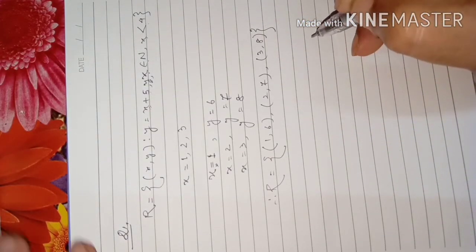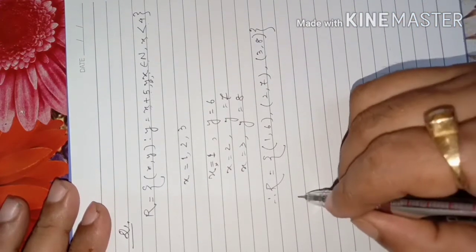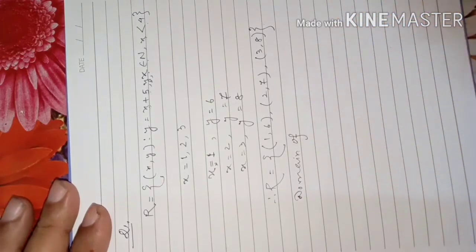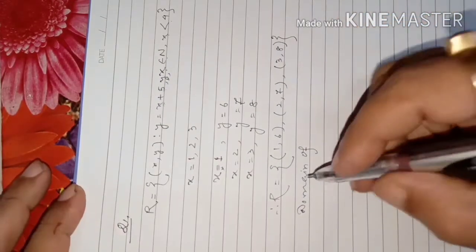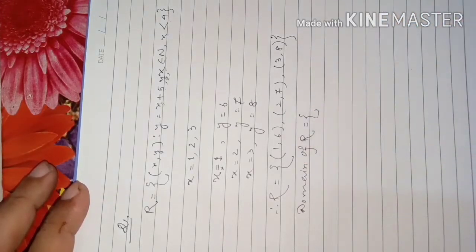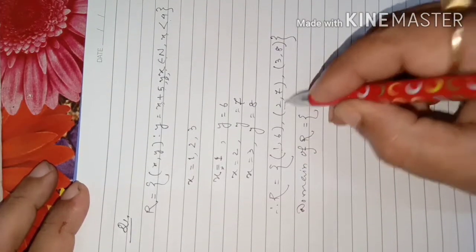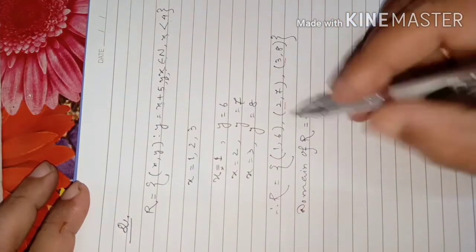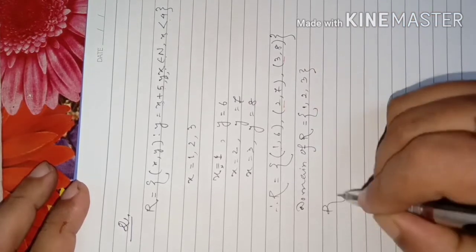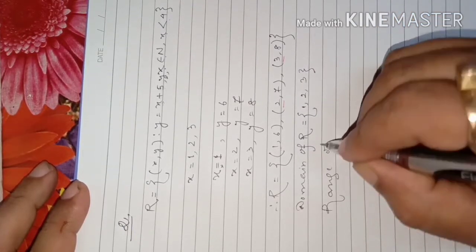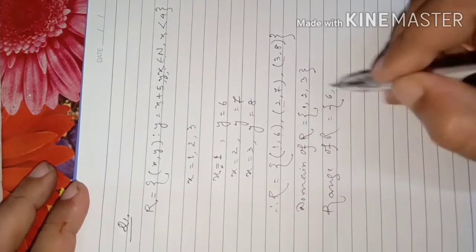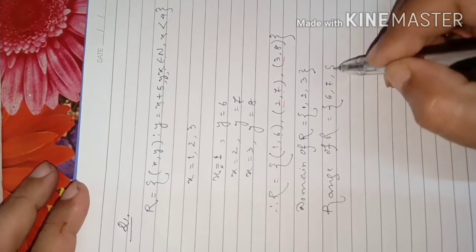Next is write the domain of R. So the domain of R is equal to the first elements, 1, 2, 3. Domain of R is 1, 2, 3. Range is the set of second elements. Range of R is equal to the second elements, 6, 7, 8.